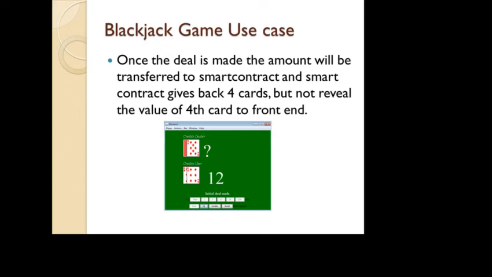Now, when we say hit, a call will be made to the smart contract again to get another card for the user, until the user either busts or stands. Similarly, if you say double, then the same amount as the bet you have already placed is going to be transferred again to the smart contract, and it will be held there until the game is finished.